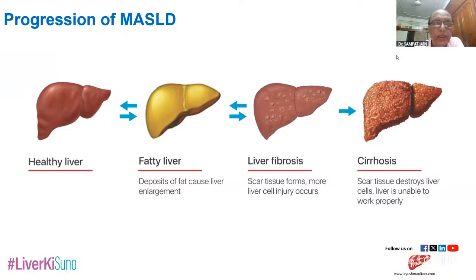So what is the progression of the liver disease? That healthy liver leading to the fatty liver if the fat composition is more than 5%, which may lead to the liver fibrosis, that is a scar tissue formation, more cell injury, and finally leads to cirrhosis of liver. As you all know, this is the terminal, you can say, stage of the fibrosis, that is a cirrhosis, shrinkage of liver. The scar tissue destroys the liver tissue and liver is unable to work properly.